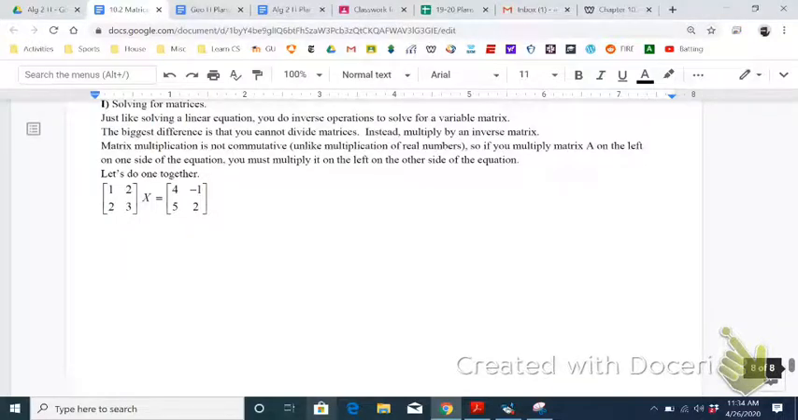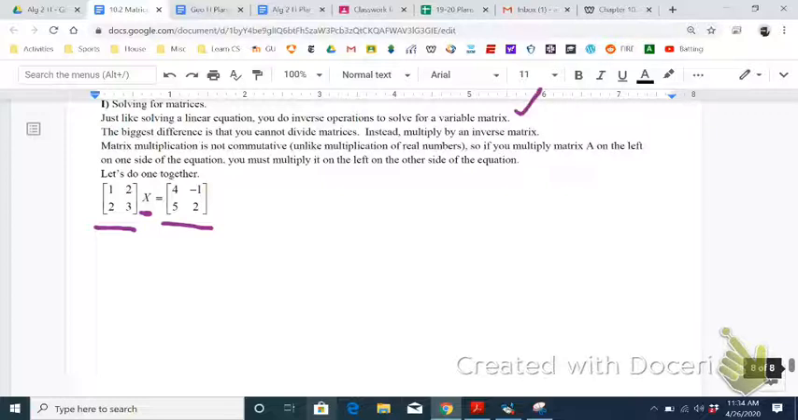Okay, last part of this video series is solving for matrices. So figuring out, like, if I took this matrix 1, 2, 2, 3, what matrix would I have to multiply it by to get this matrix 4, -1, 5, and 2? Alright, so it's just like a linear equation, you do inverse operations.